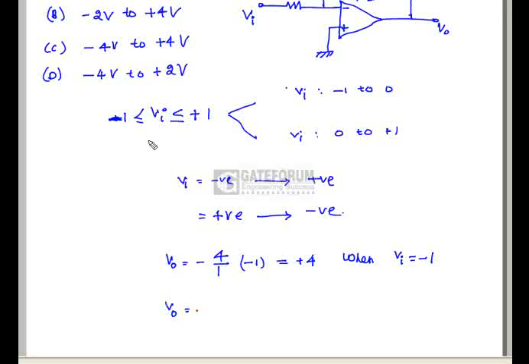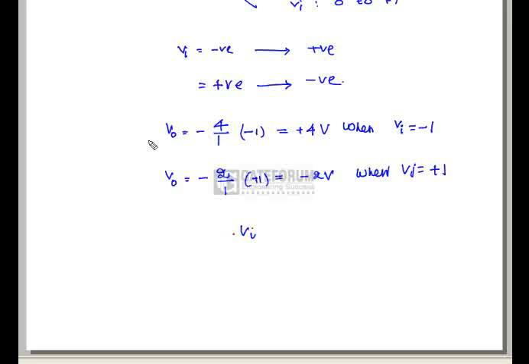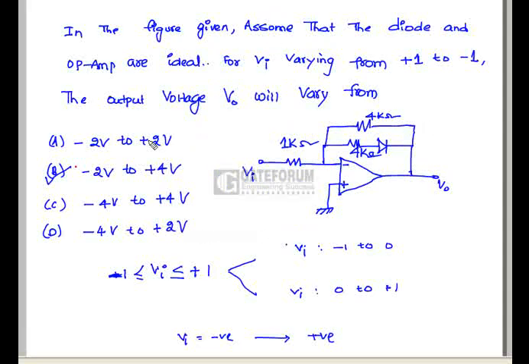Similarly, V0 equals -2 by 1 into input, input is +1, that is equals -2 volts when Vi equals +1. That means V0 varies from -2 to +4 volts. Hence option B is correct.